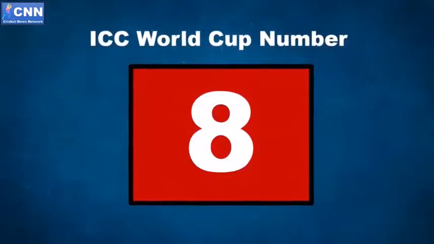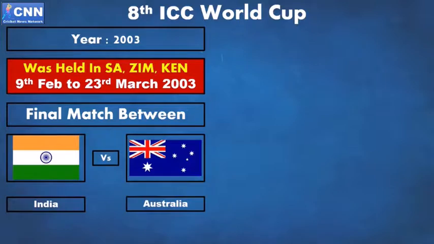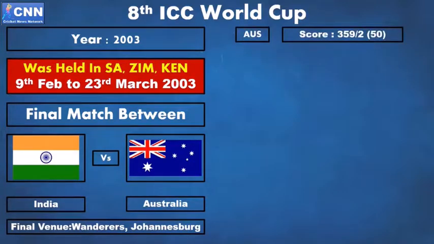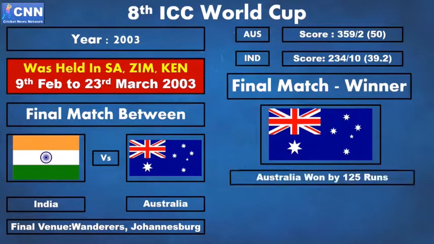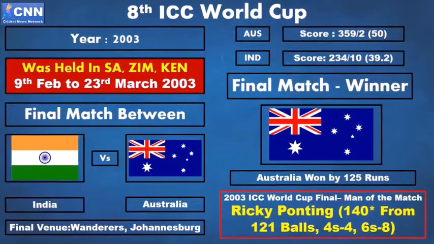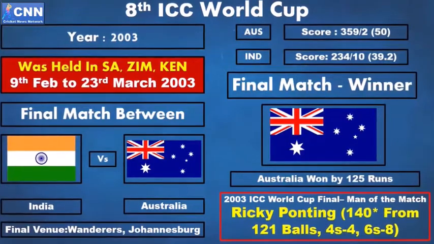ICC World Cup number 8. The 2003 ICC Cricket World Cup was the 8th edition of Cricket World Cup, organised by the International Cricket Council. It was co-hosted by South Africa, Zimbabwe and Kenya from 9 February to March 23, 2003. This edition of the World Cup was the first to be played in Africa and it was won by Australia.